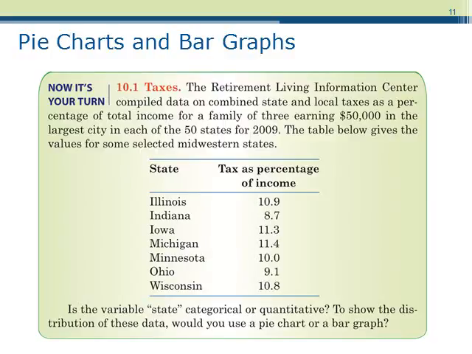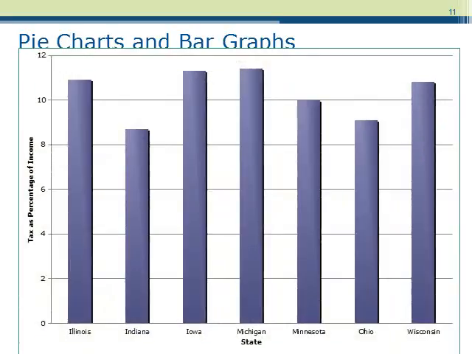In this example, state is what we would call a categorical variable. To show the distribution of these data, we would use a bar graph, as we are simply comparing quantities, and these quantities do not make up a meaningful whole. In particular, your bar graph would look something like this.